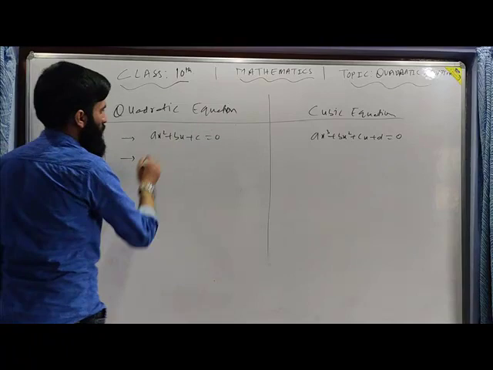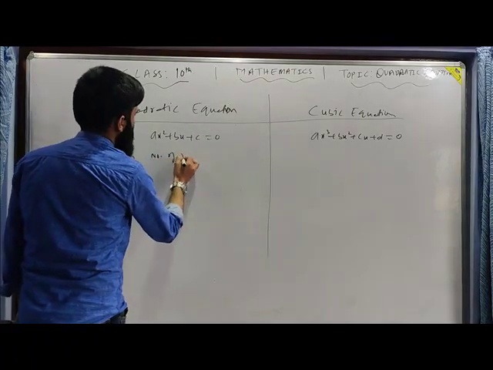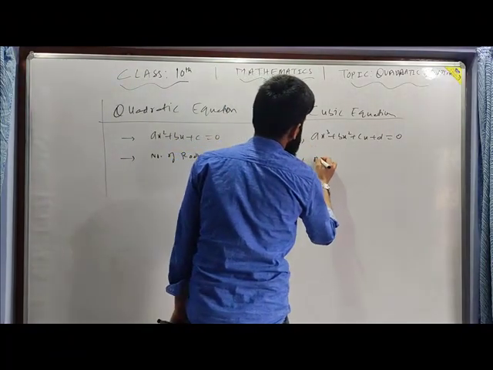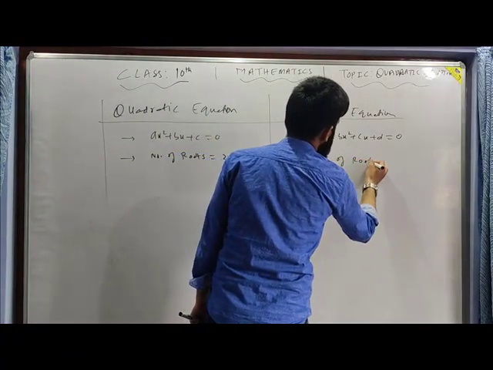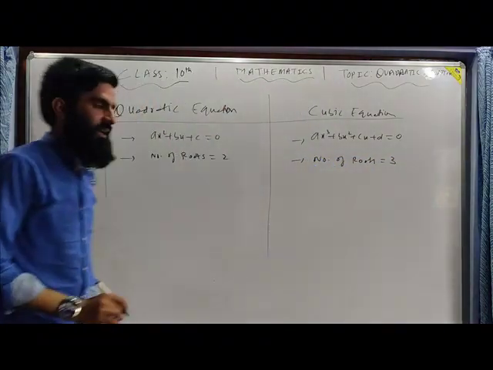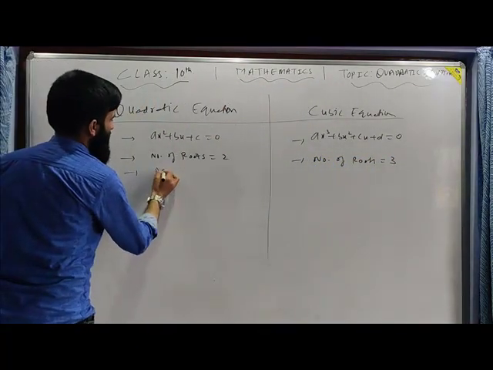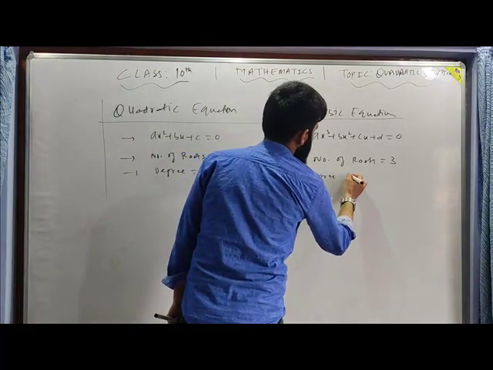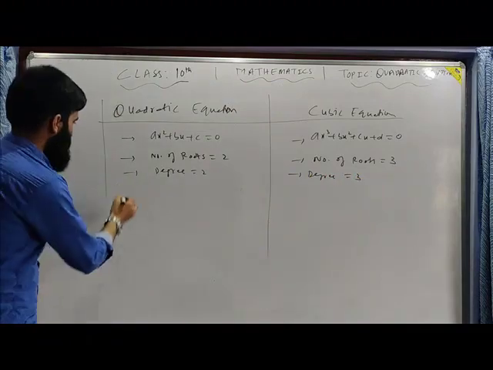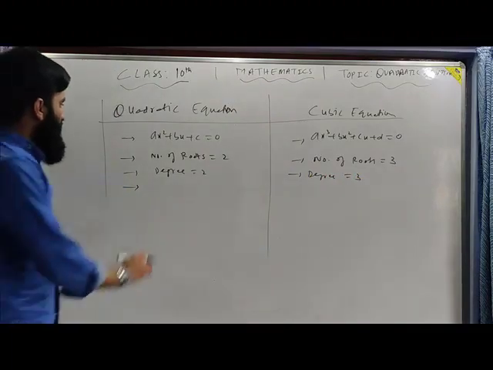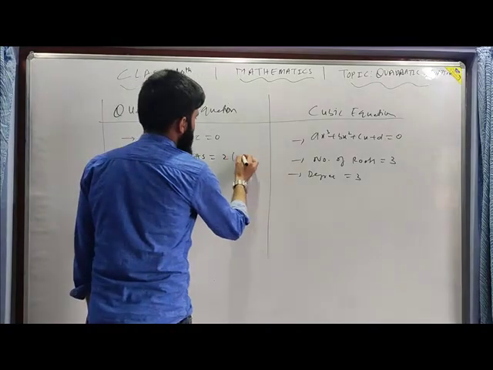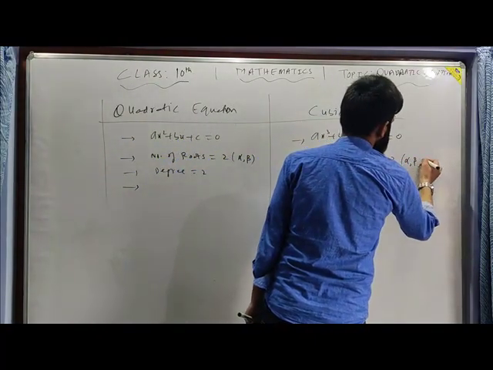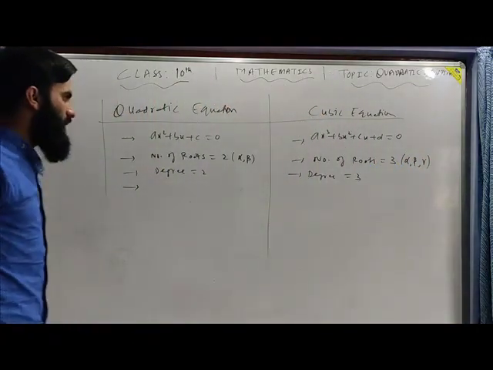Second is the number of roots. For the quadratic equation, the number of roots will be equal to 2, and for the cubic equation, the number of roots will be equal to 3, because a polynomial of degree n has n roots. The degree of the quadratic is 2, and the degree of the cubic is 3. The quadratic will have 2 roots, say alpha and beta, and the cubic will have 3 roots, alpha, beta and gamma.